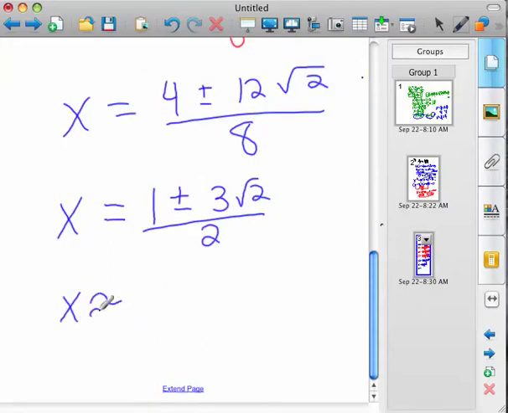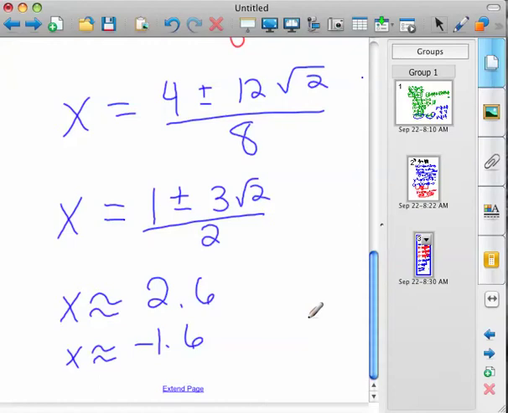And then if you wanted to get your approximations, somebody get out a calculator and give me the approximations. So take 1 plus 3 root 2, hit enter, divide by 2. 2.6 approximately. And the other one, 1 minus 3 root 2. Make sure you hit equal, and then divide by 2. Negative 1.6. Okay, so there you have it.